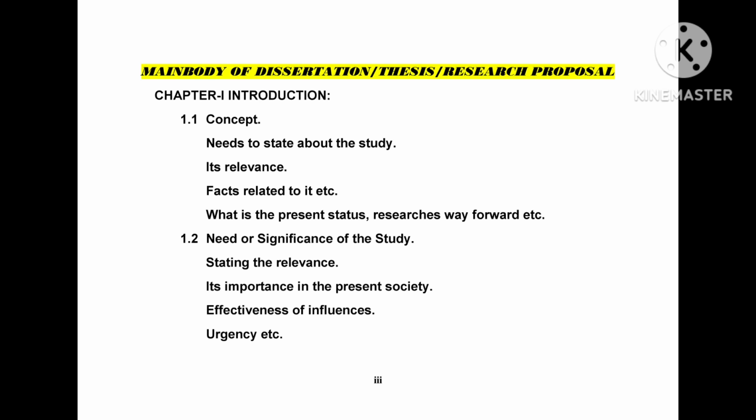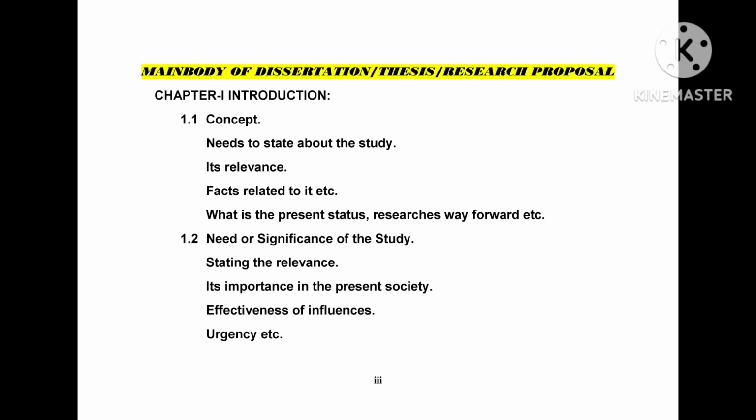Here in introduction, first 1.1 concept. Under concept we have to state need of the study, relevance, facts related to it, and the present status and the researcher's way forward, what we have to do.